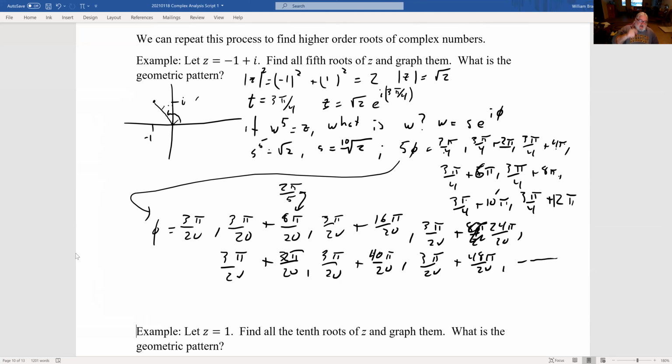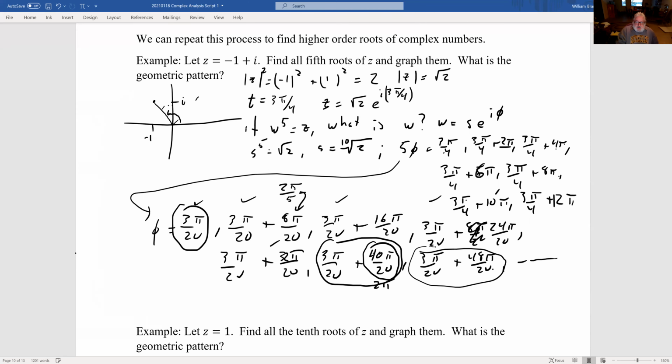So how many of these actually give us different numbers when we plug them into sine and cosine? This, 2, 3, 4, 5, but that's 2 pi. So this whole thing gives me the same value as that. This whole thing is 2 pi plus 8 pi over 20. So that would give me the same value as that. So now I've just started repeating. So I actually have 5 values. 2, 3, 4, 5 values of my phi.